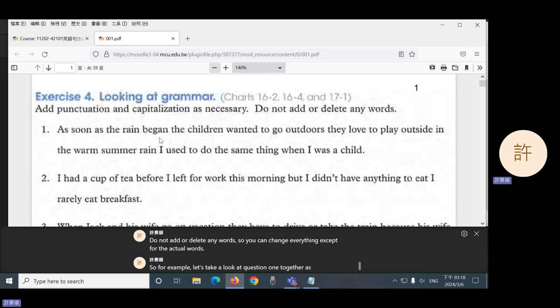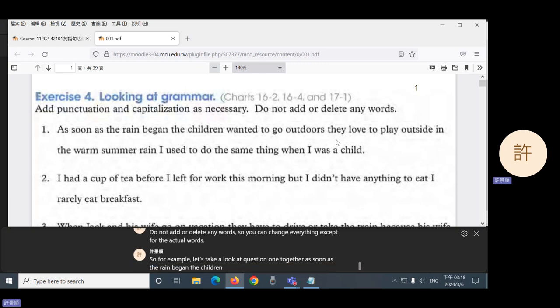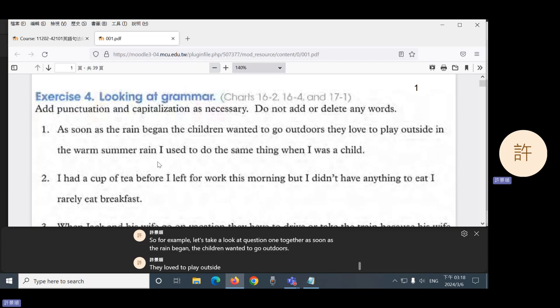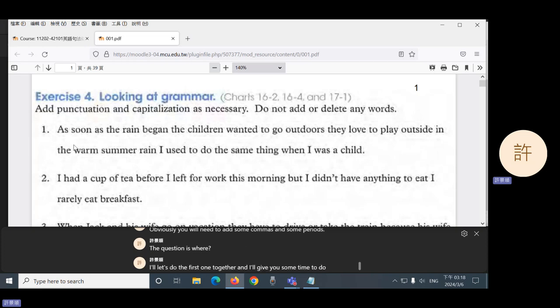As soon as the rain began, the children wanted to go outdoors. They loved to play outside in the warm summer rain. I used to do the same thing when I was a child. Obviously, you will need to add some commas and some periods. The question is where? Let's do the first one together, and I'll give you some time to do questions 2 through 6.